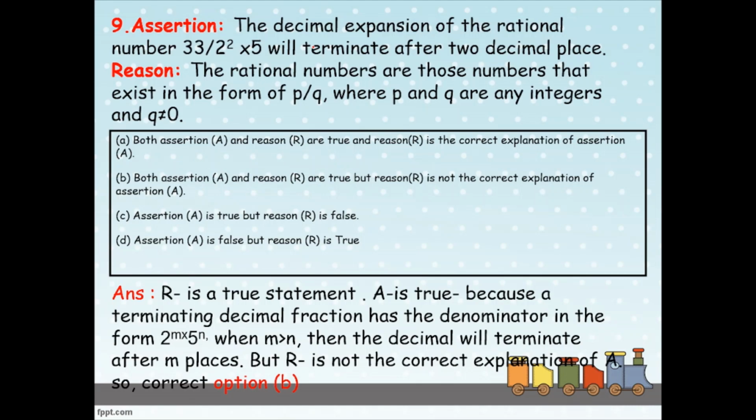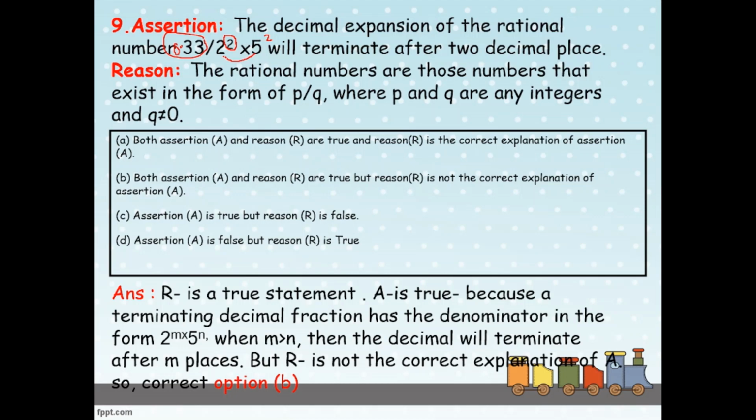Assertion says that 33 by 2 power 2 into 5 power 1 will terminate after 2 decimal places. Yes, here I have 2 power 2. Suppose if 5 is also 5 power 2, I can write it as 10 power 2. 10 power 2 is 100. So if you divide the number 33 by 100, you will get 0.33. So this decimal terminates after 2 places.